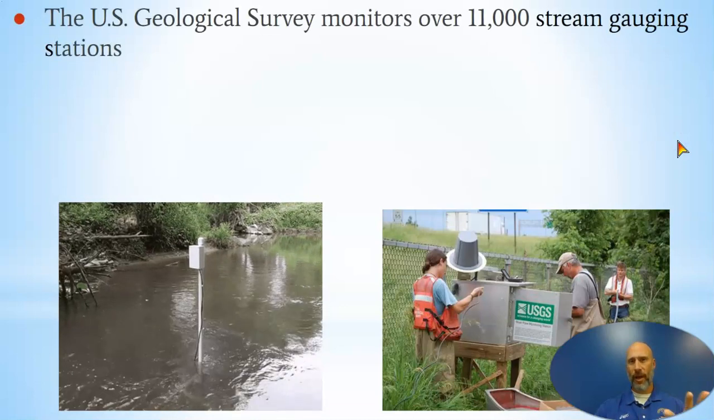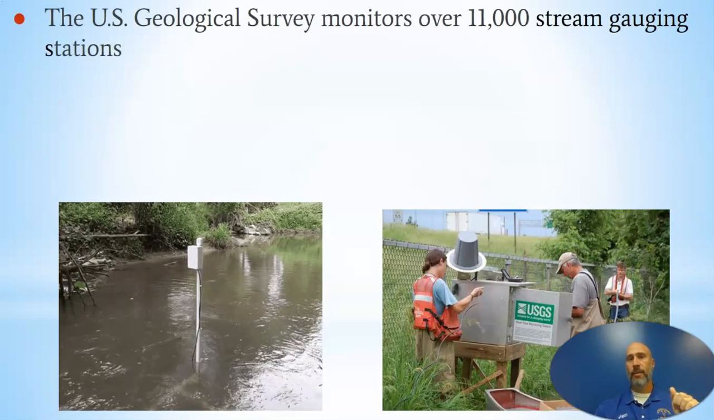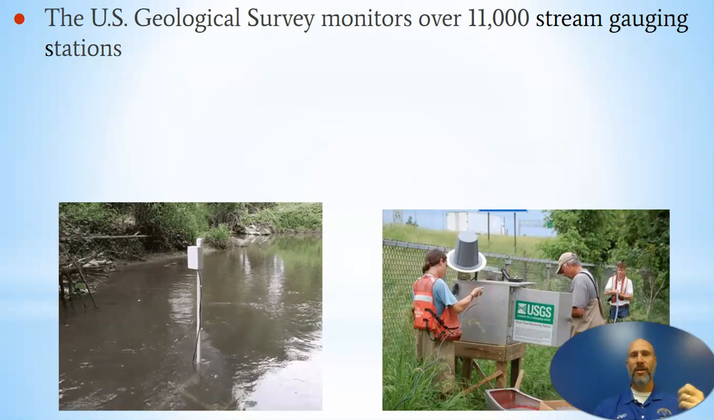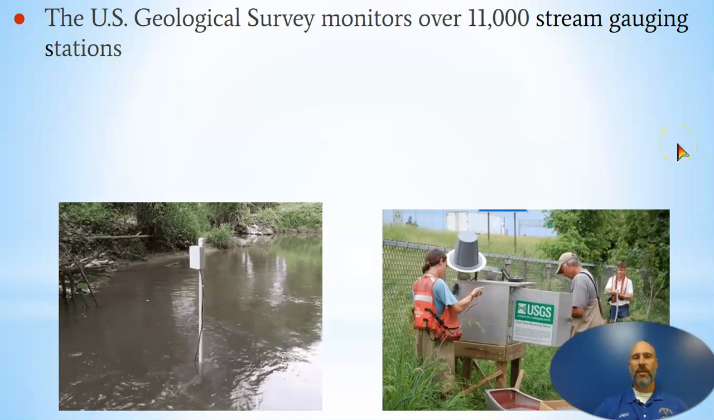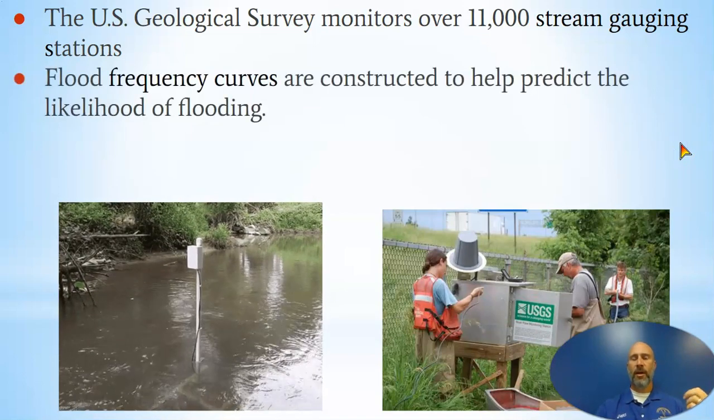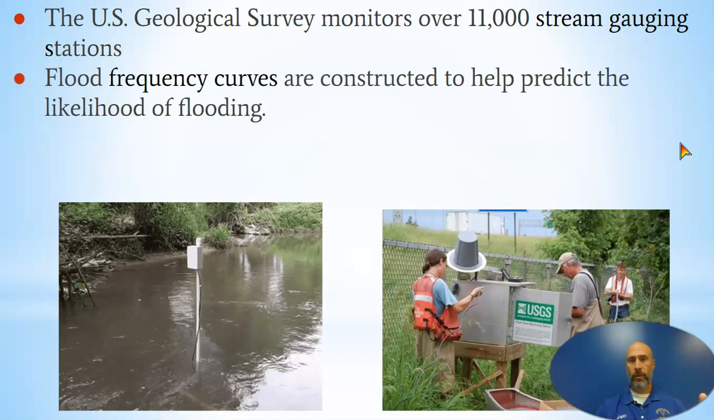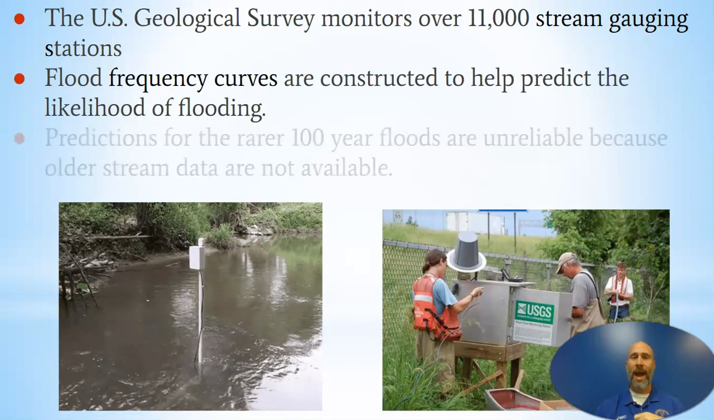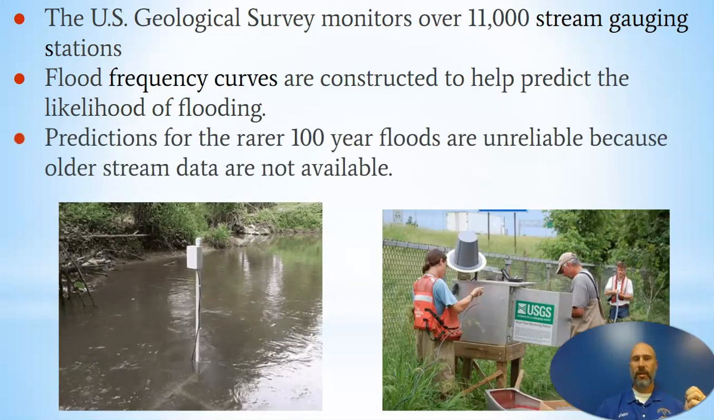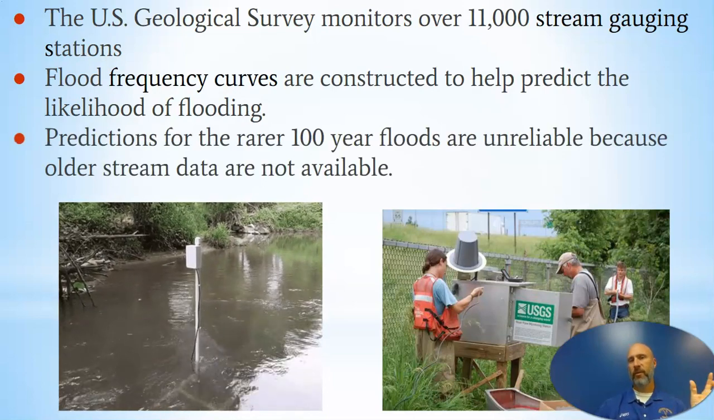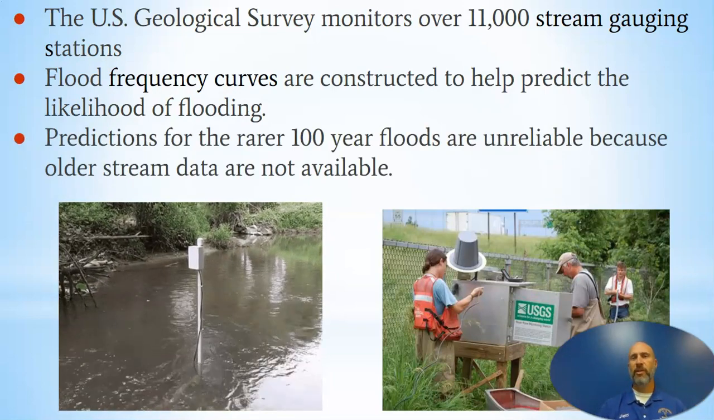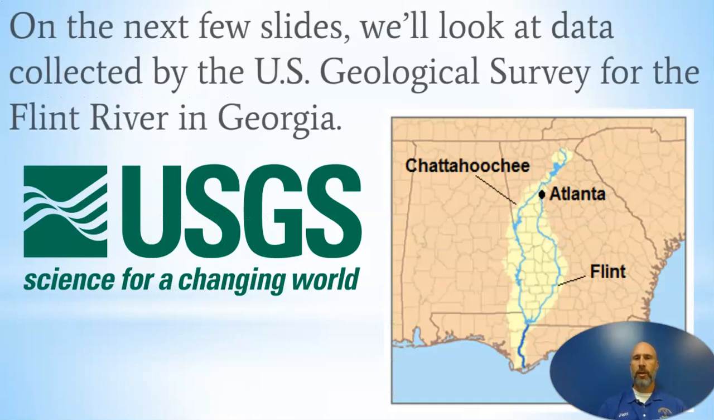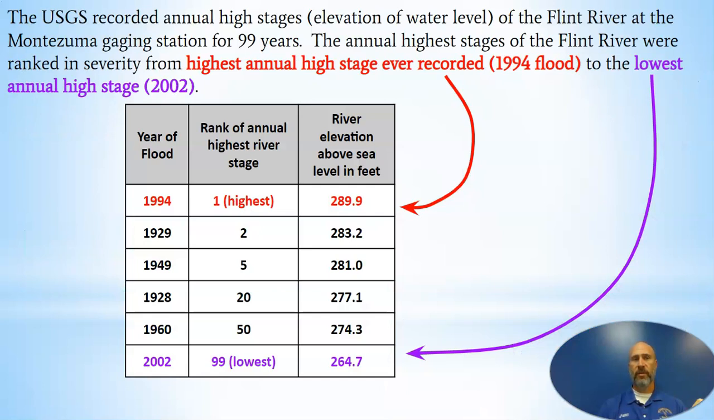Now, how do we try to mitigate this or make it not cost us quite as much? The USGS, the U.S. Geological Survey, monitors streams all over, okay? And we construct these graphs to try to predict how things are going to happen. Now, it's hard to predict for big floods because sometimes we just don't have enough data. So what we're going to do here is look at a river in Georgia, the Flint River, and look at some USGS data to see how we monitor streams and rivers, okay?